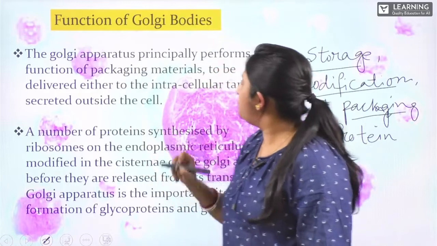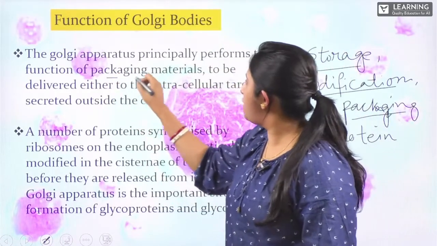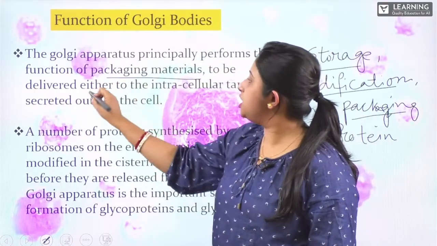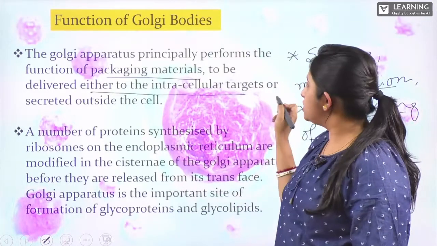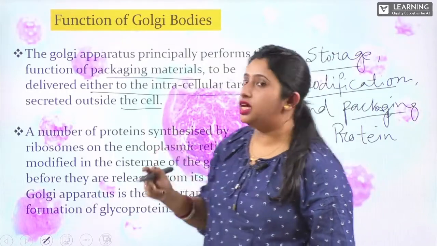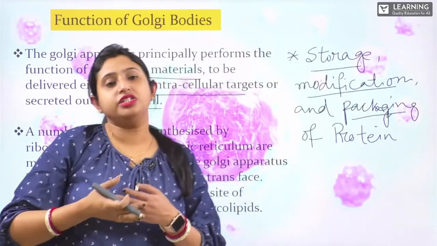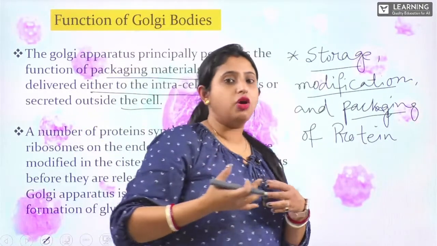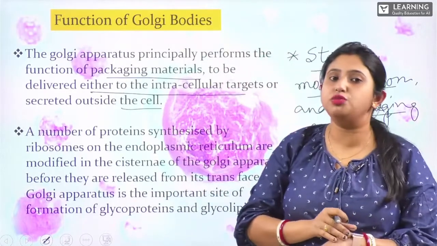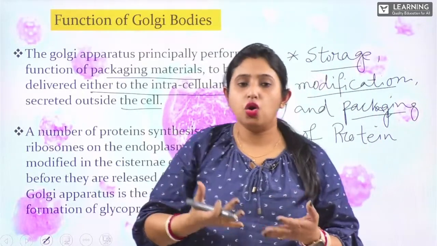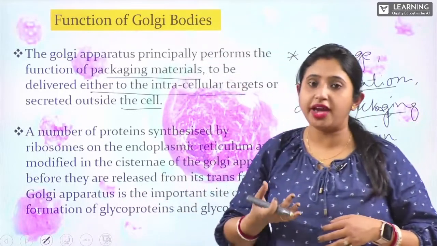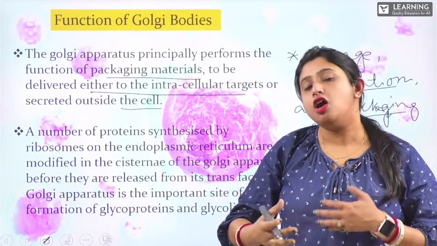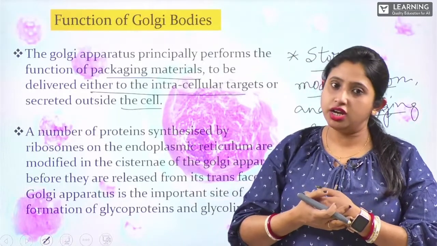So the Golgi apparatus is performing the function of packaging the materials, that is delivered to the nearby cells or to the intracellular targets outside the cell. So once the protein has been secreted, the Golgi body is responsible for what? The Golgi body is responsible for storage, modification, and the packaging of all the materials which need to be delivered to the nearby cells.